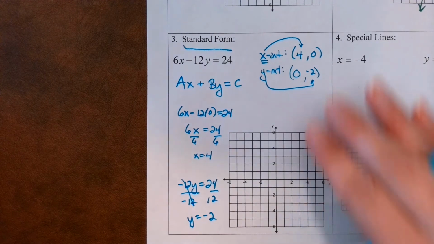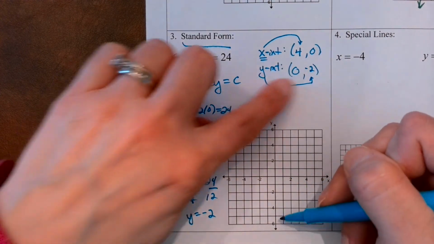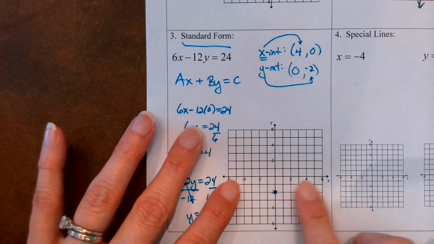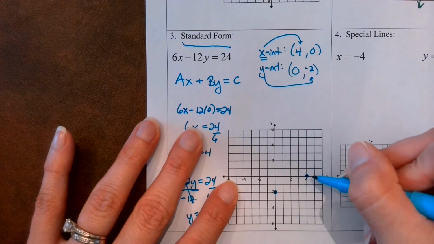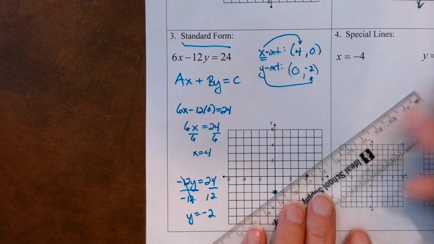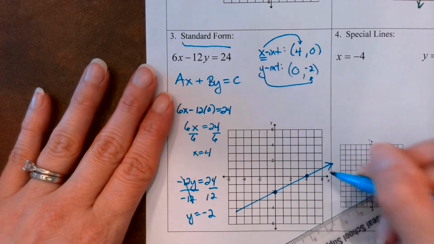I can draw a graph just knowing the 2 intercepts. So where does it touch the y-axis? Down here at negative 2. Where does the line touch the x-axis? Over here at 4. These 2 points are enough for me to draw the graph. I notice that the line is going uphill. Don't forget your arrows.